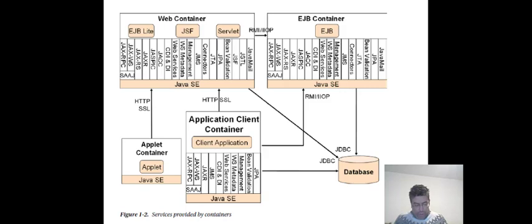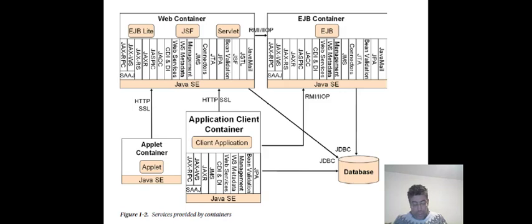Network protocols. As shown in Figure 1.2, components deployed in containers can be invoked through different protocols. For example, a servlet deployed in a web container can be called with HTTP, as well as web services with an EJB endpoint deployed in an EJB container. Here is the list of protocols supported by Java EE.